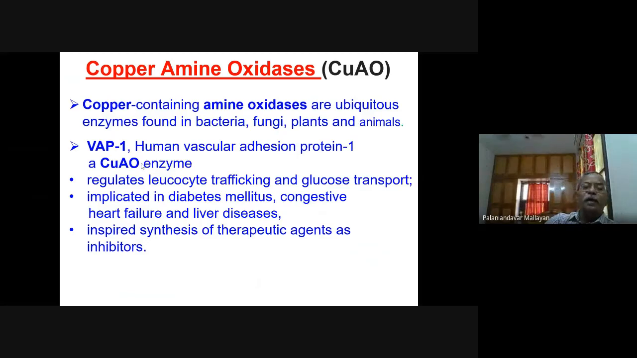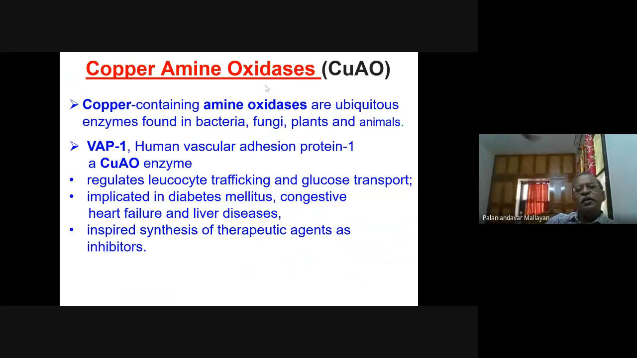So if you make a model for copper amine oxidase, you can use it to block some of the reactions in cells to prevent the formation of cancer, right? So this VAP1 is implicated. This regulates glucoside trafficking and glucose transport, and it is implicated in, I'm sorry, the amine oxidase is implicated in glucose transport, diabetes mellitus, congestive heart failure, and liver diseases. So making a model is very important.